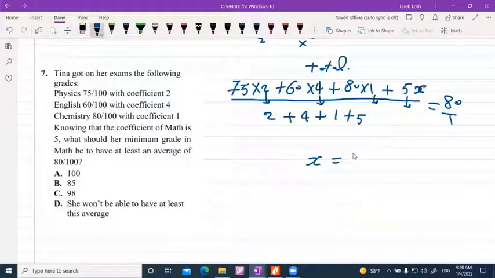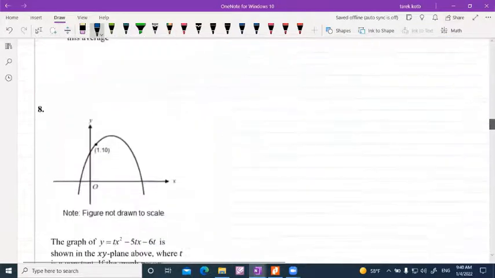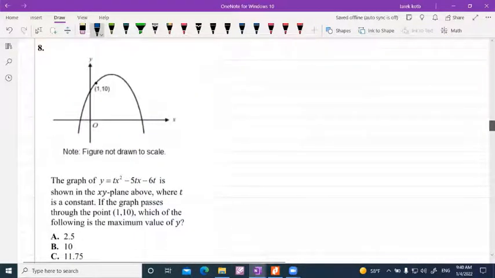You can solve it by calculator, put it in the calculator and shift solve. You will get x equals 98. So she should get 98 in the math exam to get an average of 80.